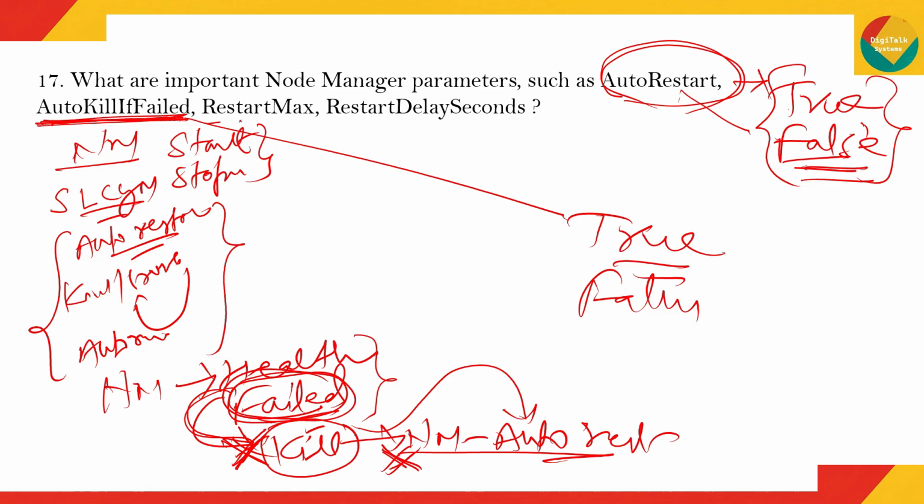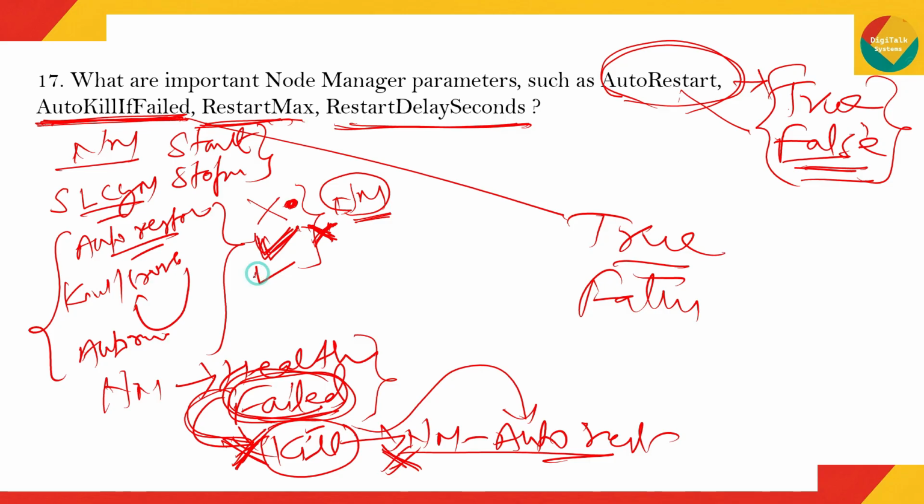Then restart max and restart delay seconds. These are two dependent parameters. Regarding the feature we have learned, if a server crashes, your node manager will automatically bring it up. It could be possible that there is a critical subsystem failure in the server. Your node manager will try to start it, but it will not come up. That is also possible. In that case, if the node manager is trying to restart the server but it is not coming up, how many attempts can the node manager make?